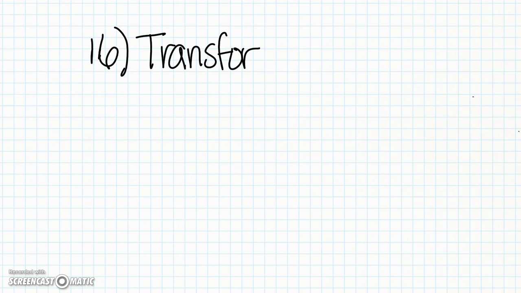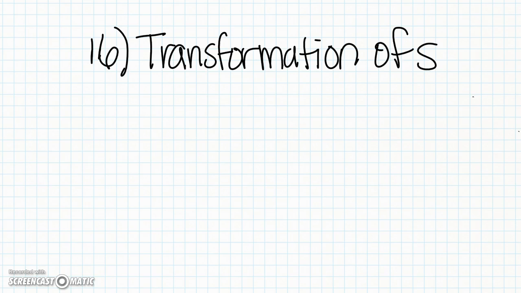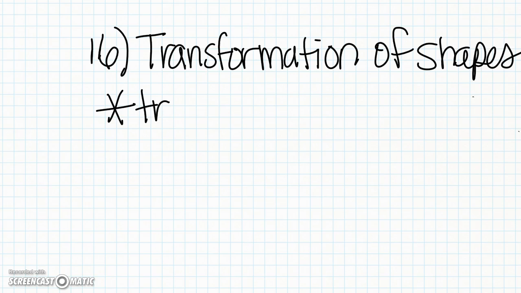You need to take out your composition book and title in your table of contents for your number 16: Transformation of Shapes. Okay, Transformation of Shapes. You're going to go ahead and go to your page 16, and we're going to write down the transformation of shapes. Our first type of transformation is going to be translation.